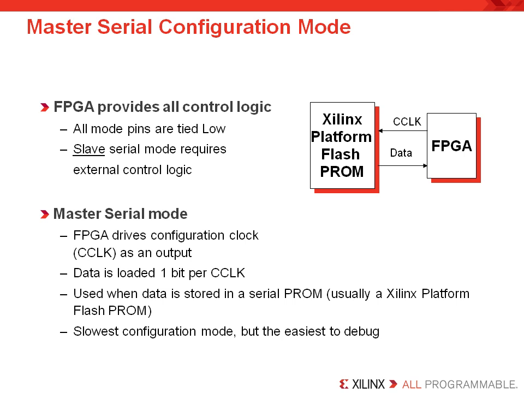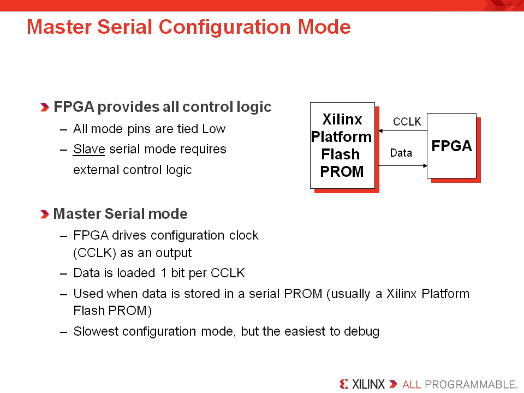Unlike slave configuration modes where external control logic is required and the FPGA does not handle configuration of itself, the FPGA generates its own configuration clock in this mode. This clock is then driven outside the FPGA to a serial data source, usually a Xilinx platform flash. In response to the clock, the PROM provides the data 1 bit at a time. The configuration scheme is the slowest of those offered, but is also the easiest to debug.